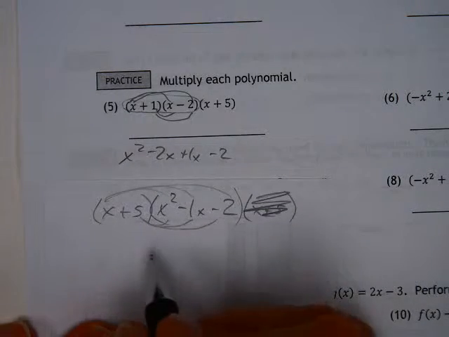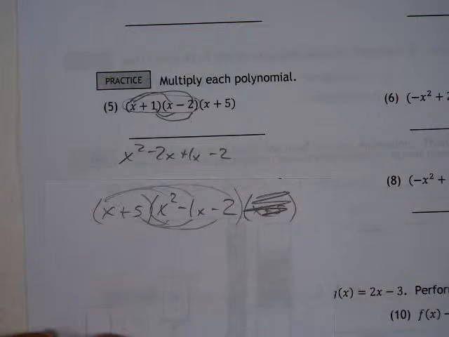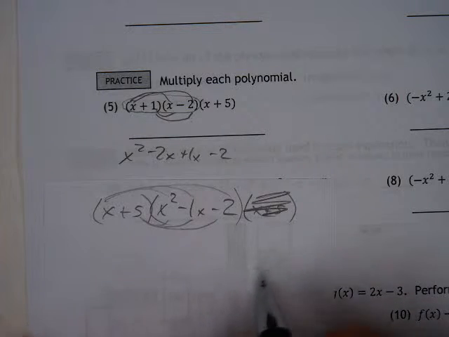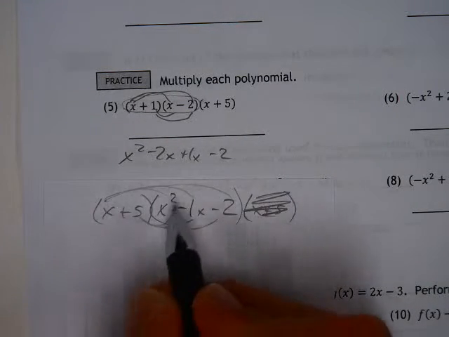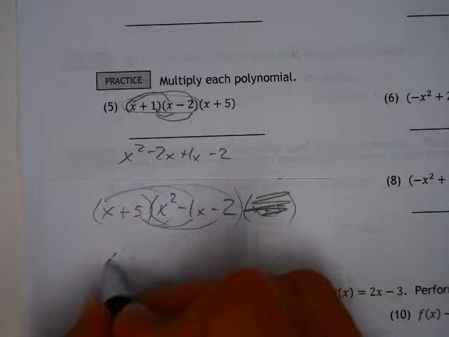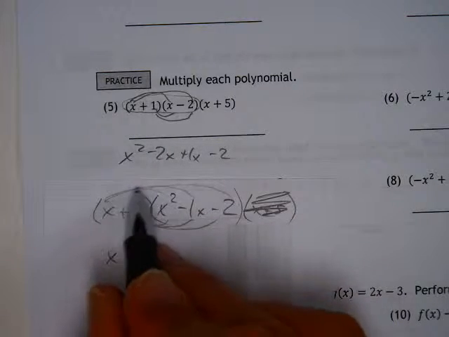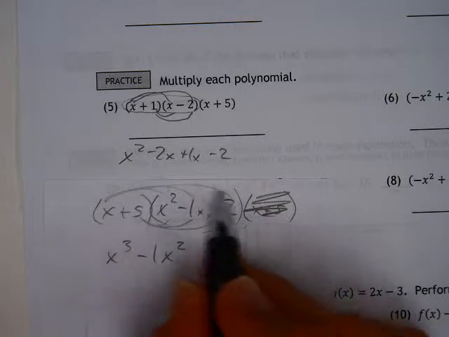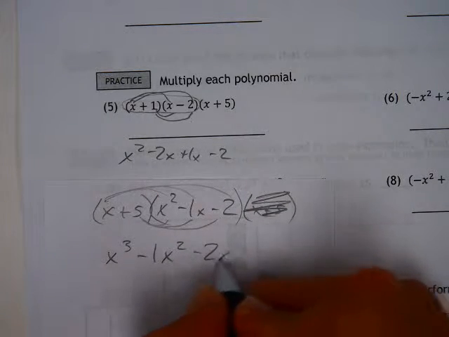I would say, in fact, let's just do it that way because we're going to use the box here in the future, but the box could be used here as well to set up a 2 by 3 box. But let's just do this so we get a look at the FOIL. X times x squared is x cubed. The x times the negative 1 is a minus 1x squared. The x times the negative 2 is a negative 2x.